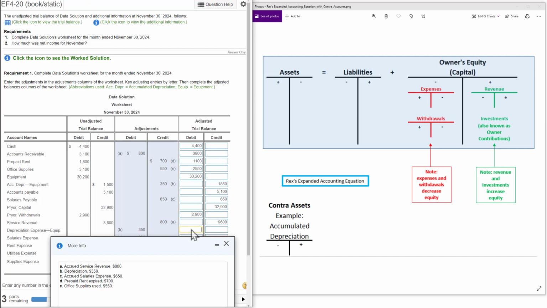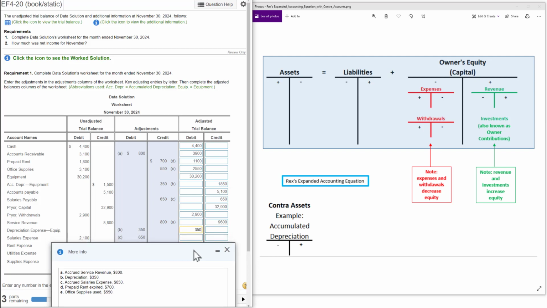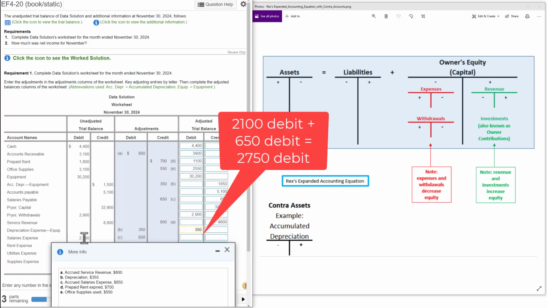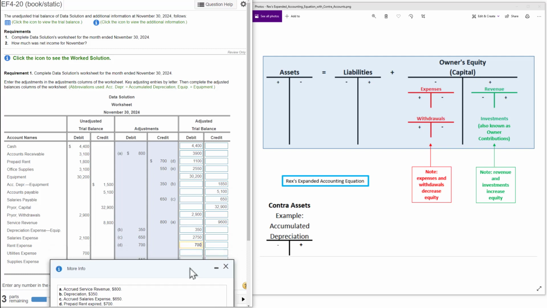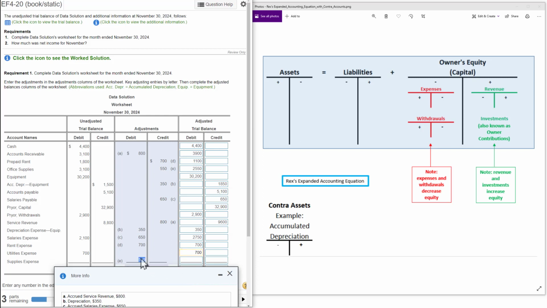Now this is tricky. Make sure you put it on the correct side. I almost put it on the credit side. All expenses are always on the left side. 2,100 plus 650 gives us 2,750 of salaries expense. We had 0 rent expense. We increased it by 700. We had utilities expense. We did not adjust it. And then we have $550 of supply expense.